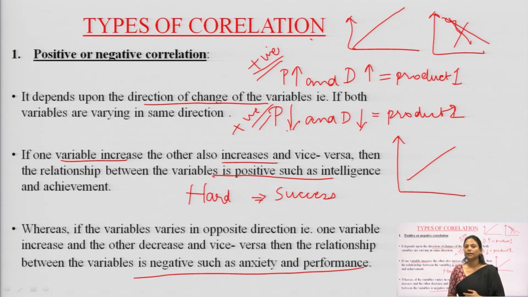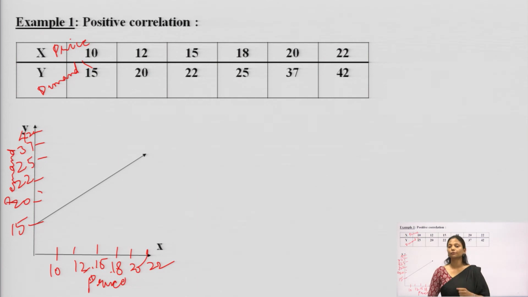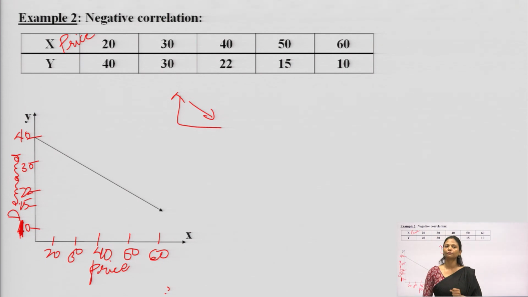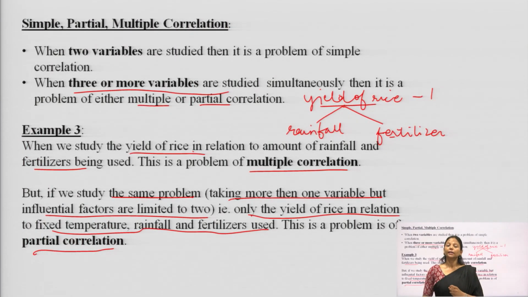The second is the negative correlation, in which one increases and the other decreases, or one decreases and the other increases. That means, if the price of the commodity is increasing, the demand for the same commodity decreases, or if the price of the commodity decreases, the demand for the same product increases. This is called a negative correlation. We have studied different examples of positive and negative correlation with the help of graphs. Then we have simple correlation, partial correlation and multiple correlation.